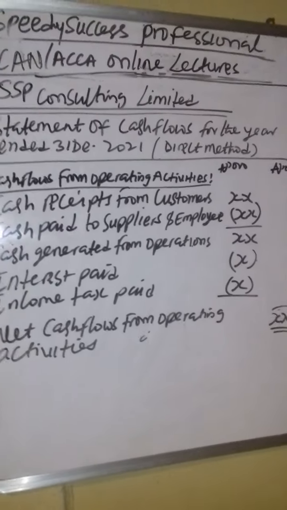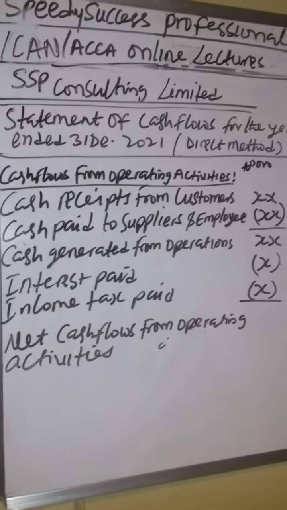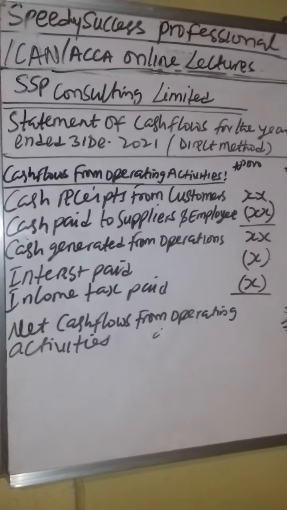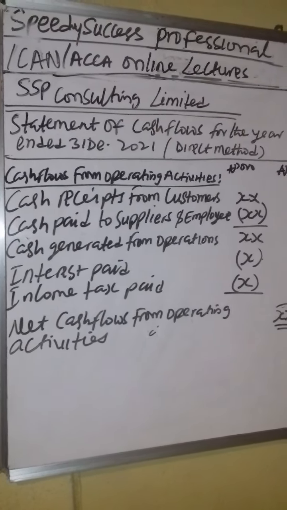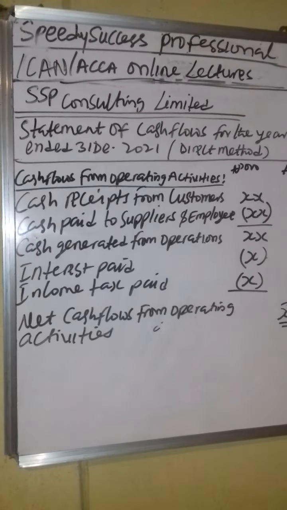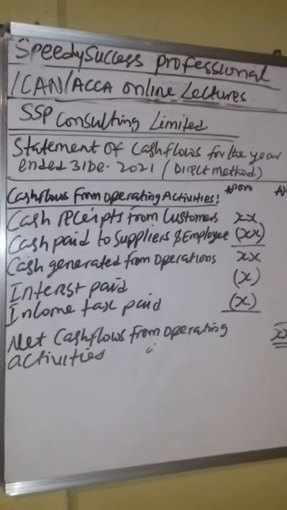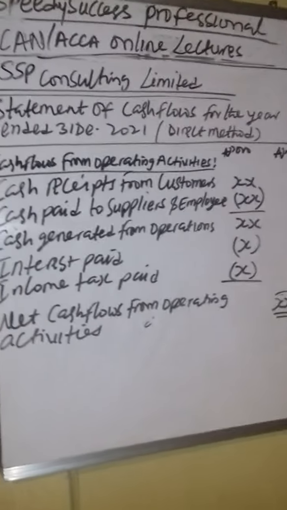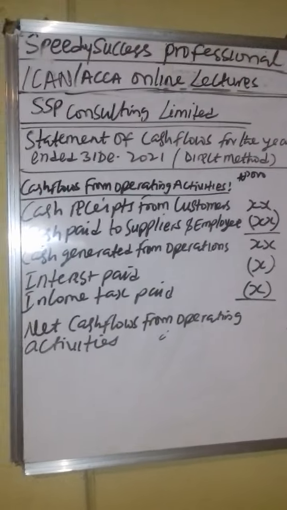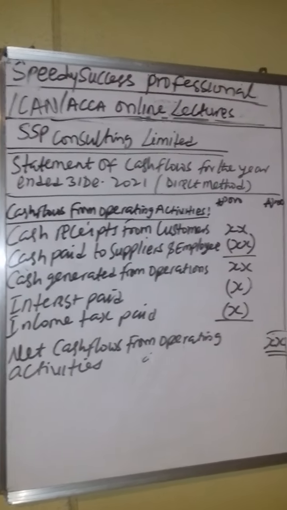Cash receipts from customers, an inflow, take away cash paid to suppliers, employees and admin expenses, as you may know, and then you have cash generated from operations. Take away interest paid and income tax paid, and you have net cash flow from operating activities. Ladies and gentlemen, when we come to the next class, I will be presenting us with a practice question which we can apply.